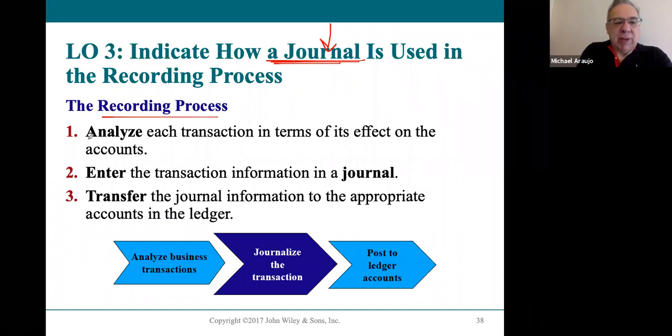So basically, after we analyze the transaction, which you've been doing, the next thing is we enter this transaction into the journal. This is the focus of Learning Objective 3. After we learn how to do this, we'll move on to Learning Objective 4, which is moving the information from the journal into something called the general ledger, which you'll learn about next class.